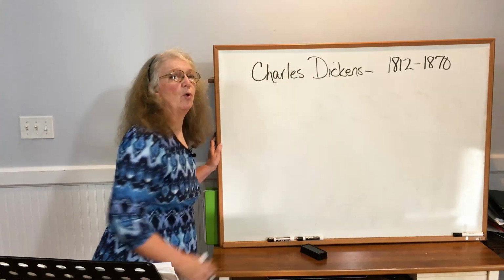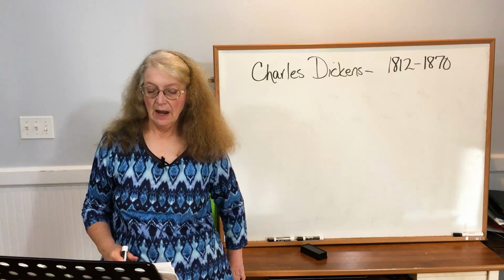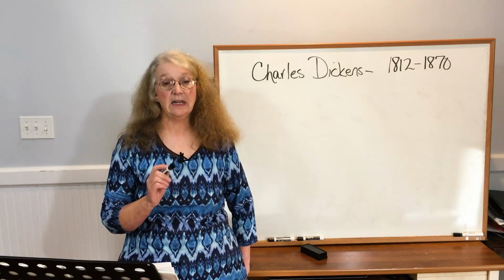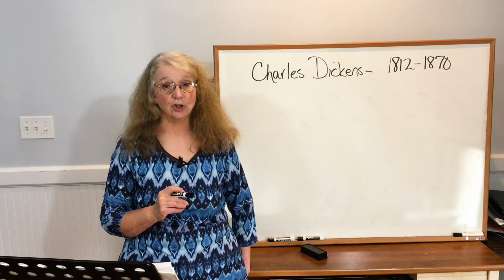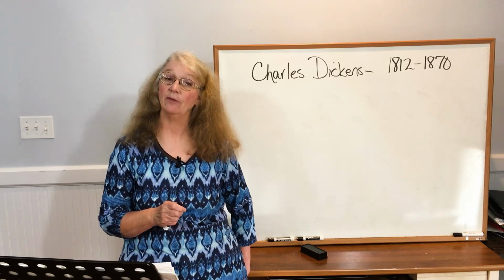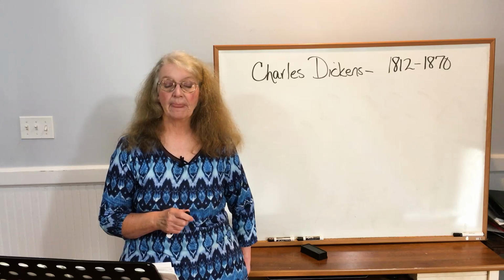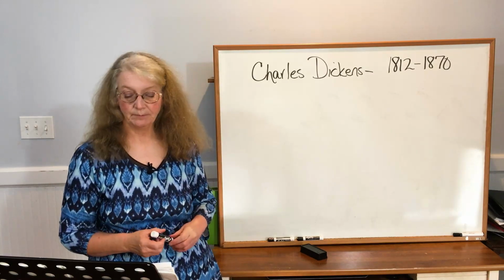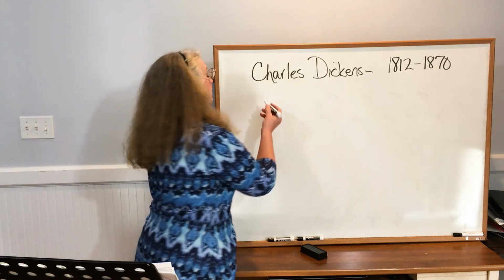I told you he was born in 1812. He did get married, of course, and he had 10 children. He got married in 1858 to a lady named Catherine Hogarth. His dad's name was John. His mother's name was Elizabeth.